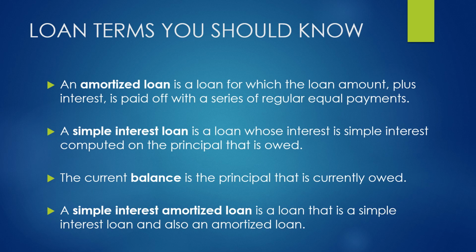A simple interest loan, we've already talked about this. A simple interest loan is a loan whose interest is simple interest and it's computed on the principal that is owed. So again, you're not paying interest on interest. The current balance is the part of the principal that you still owe. And a simple interest amortized loan is a loan that is a simple interest loan and also an amortized loan. So it's a simple interest loan that you pay back monthly.